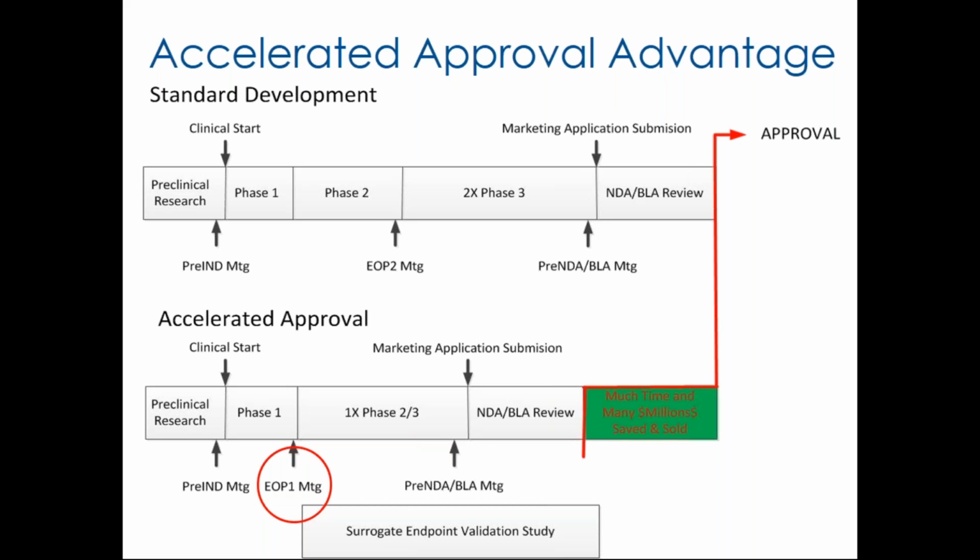The problem is, if you look down at the bottom of the slide, there's a surrogate endpoint validation study, and that is what I refer to as not being easy, and consequently can take almost as much time as doing phase 2 and phase 3 studies as well. So if you're going to think about this pathway and having an end of phase 1 meeting, you might want to ensure that you have a surrogate endpoint validated.